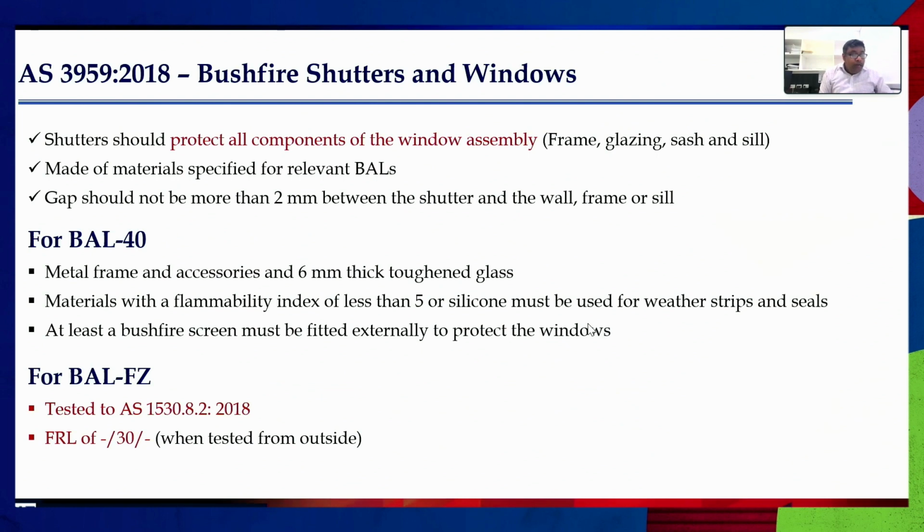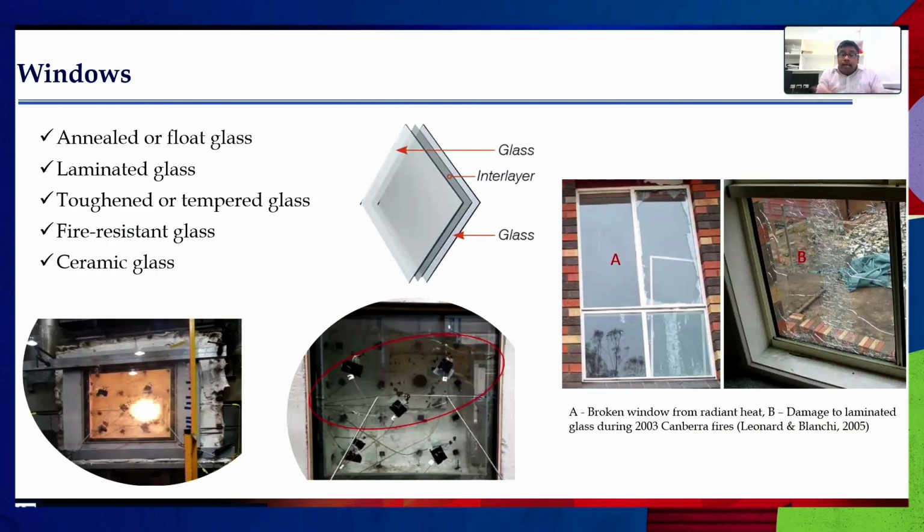Now, when you look at AS3959, it clearly says that all the components of the window assembly should be protected. Similarly, they have given other guidelines, like any gap should not be more than 2 millimeters, and some specific guidelines for BAL 40 and BAL flame zone conditions. Now, when you look at the windows, the glass panels can be any type. It can be annealed glass, laminated glass, toughened or tempered glass, fire-resistant glass, and ceramic glass. All these glass types have their own properties and material behavior, and crack at different temperatures.